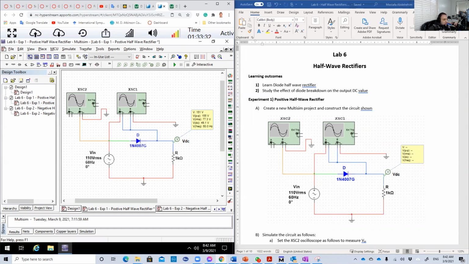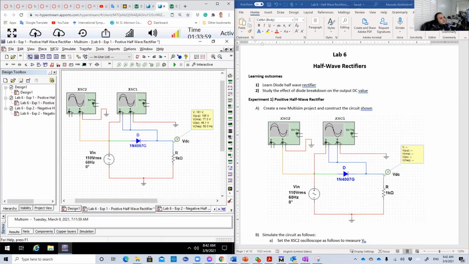Basically, in these circuits, we measure the efficiency by measuring the output DC, or the output average value. The higher this value is, the higher the efficiency, or the better the rectifier is. And of course, if you have a diode with a small breakdown voltage, the diode may break down and this DC voltage will decrease.